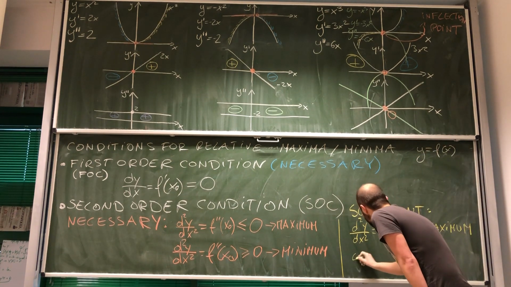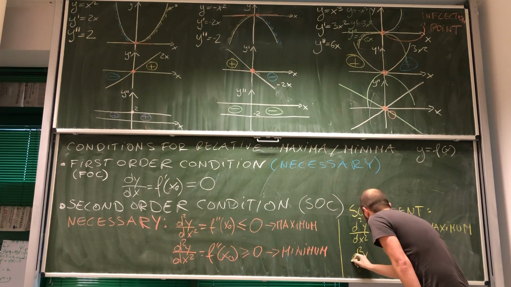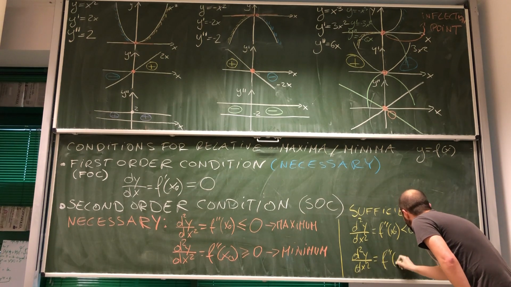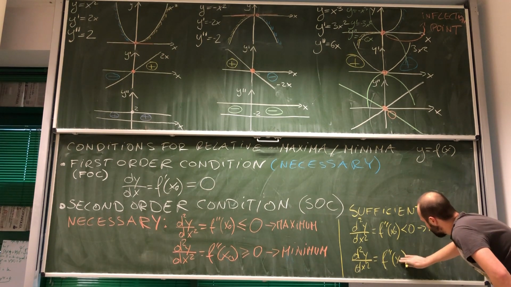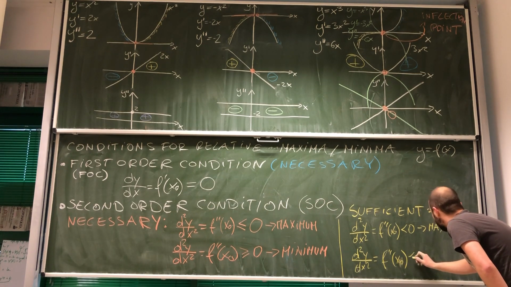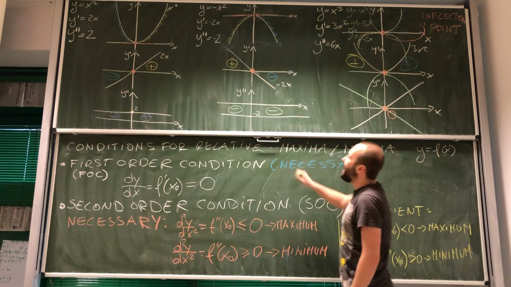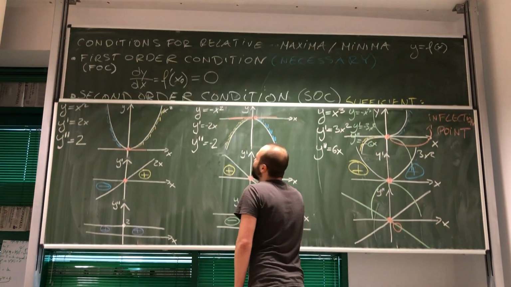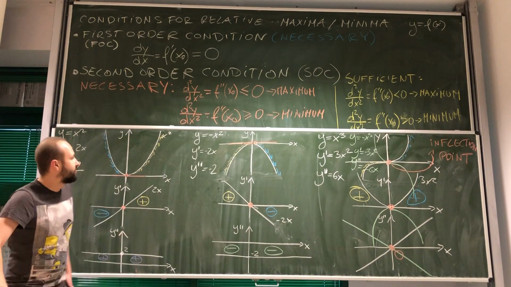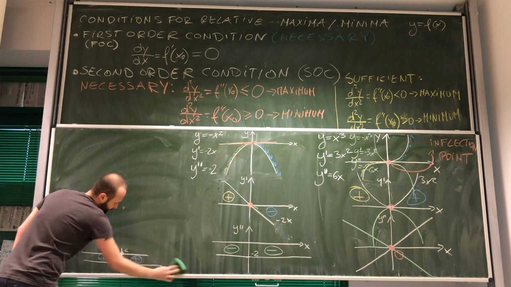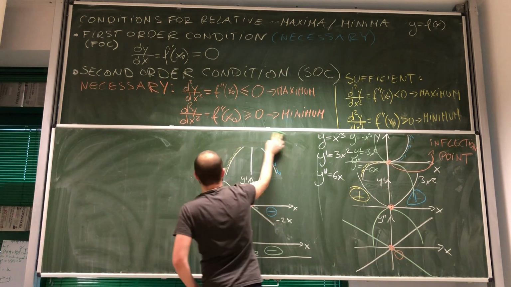If d squared y/dx squared, so if the second derivative at a given point, is bigger than 0, this means that we've got a minimum. Okay, why do we need to distinguish between those two cases? I'm going to illustrate this with the example of a maximum, because the example for a minimum would be the same.